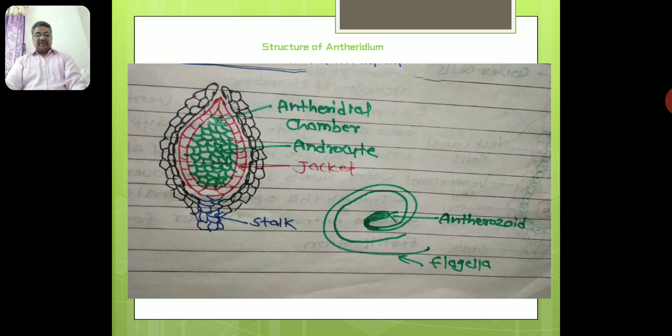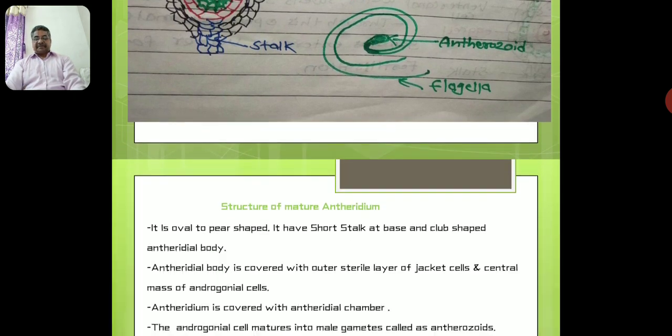In this water film, they swim for a while, and finally they reach the female gametophyte in the vicinity on the same thallus, that is archegonium, for fertilization. Each anthrozoid has typically two motile flagella. So this is the structure of antheridium.